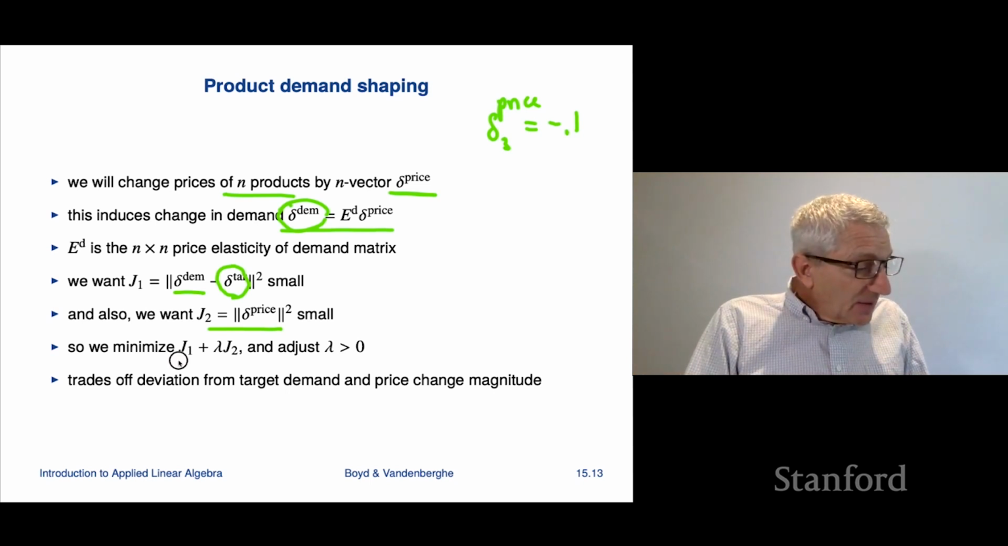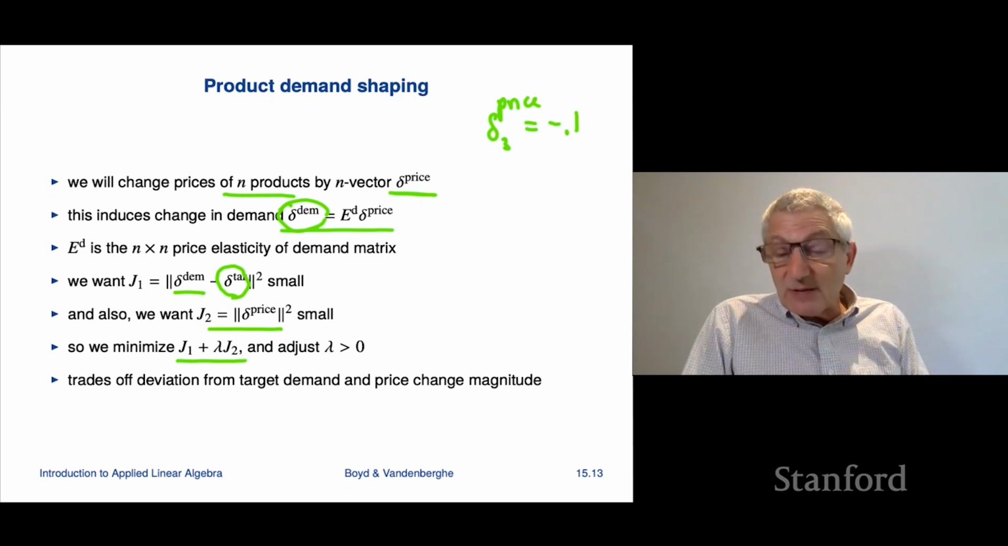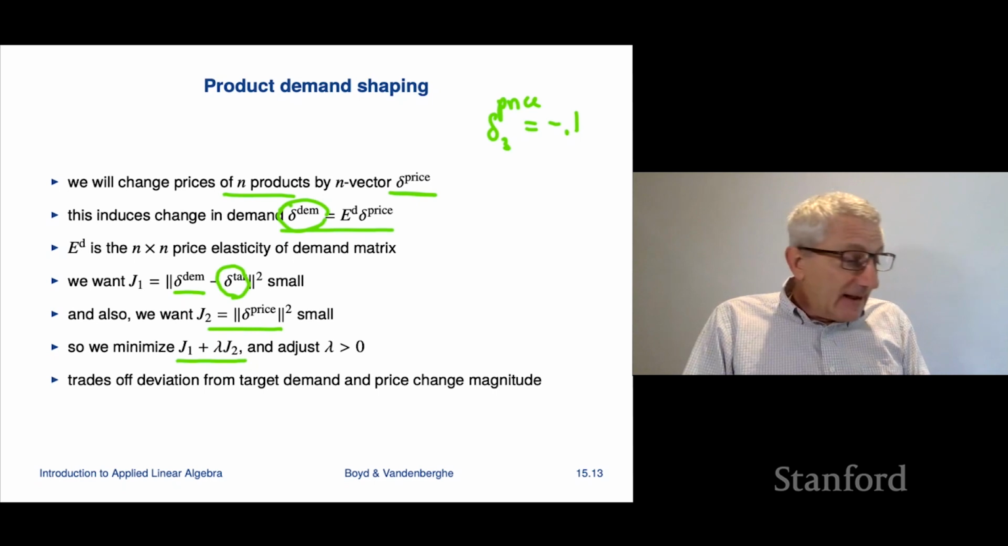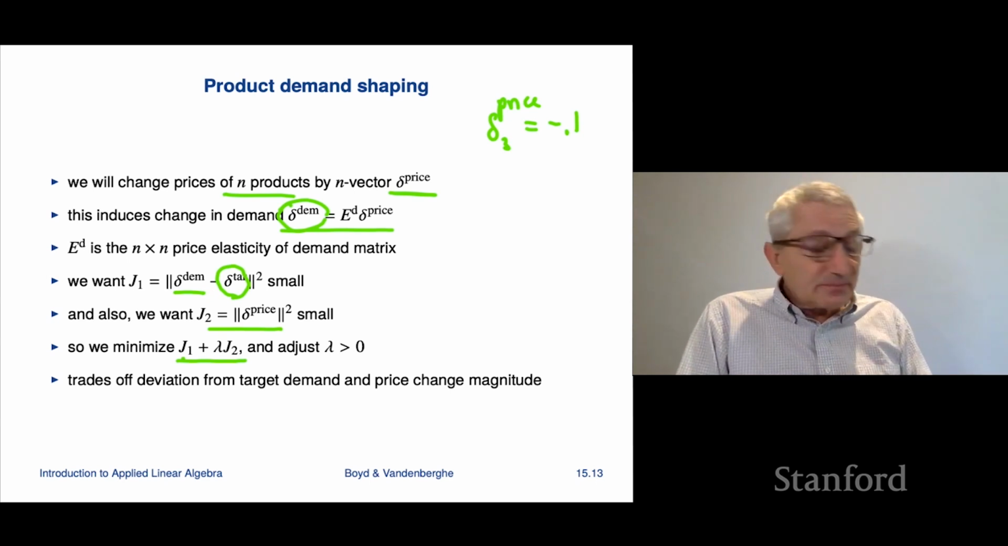Then we would minimize J1 plus lambda J2. Lambda is this parameter, which some people call a hyperparameter. We would adjust lambda and see what happens. It's kind of clear what would happen. If lambda is very small, it says basically, for all purposes, minimize J1. It says get as close as you can to delta target, the target change in demand.